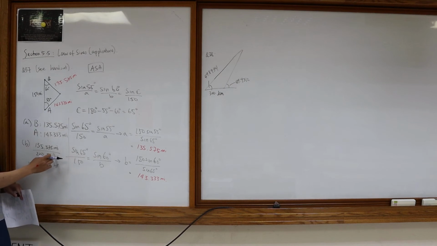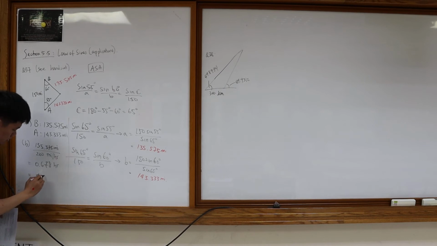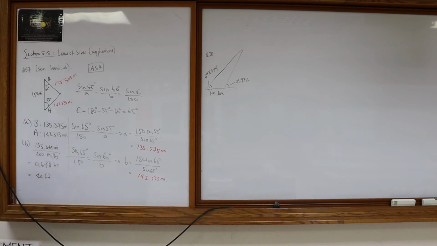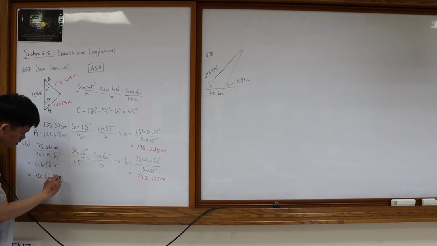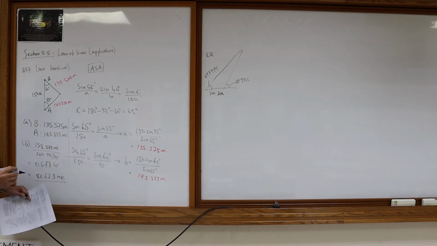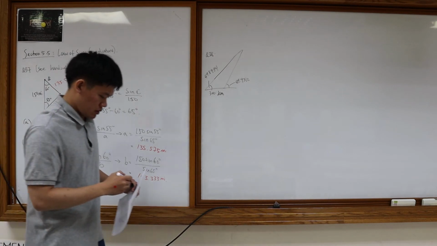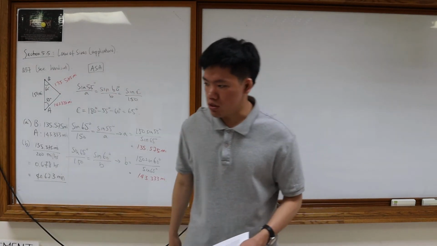Because when you flip this hours, it goes to the numerator, you end up with 0.678. And if you put that in your calculator, this comes out as around 40.673 minutes. Okay? So in that case, it takes around 40 minutes to reach the ship. So that's example number 37. Now, let's look at the next question here.